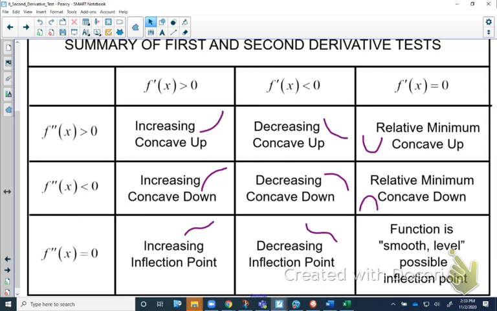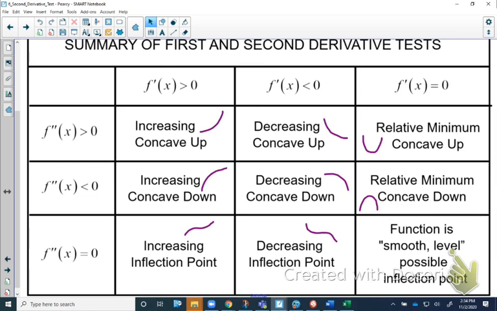However, if the second derivative changes to being negative, but the first derivative is still positive, the function will still be increasing, however, it will be concave down. And if the second derivative is 0 while the first derivative is positive, that tells you that you have an increasing function, but there's an inflection point somewhere, kind of like the cube root function.